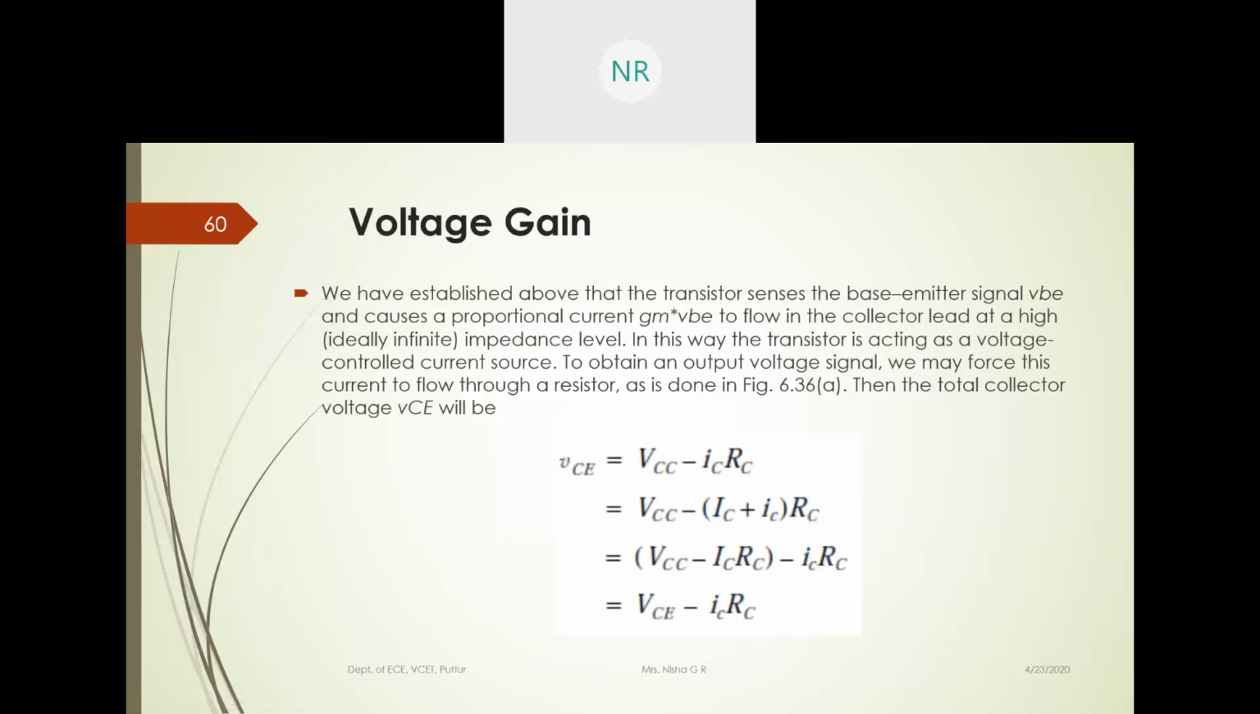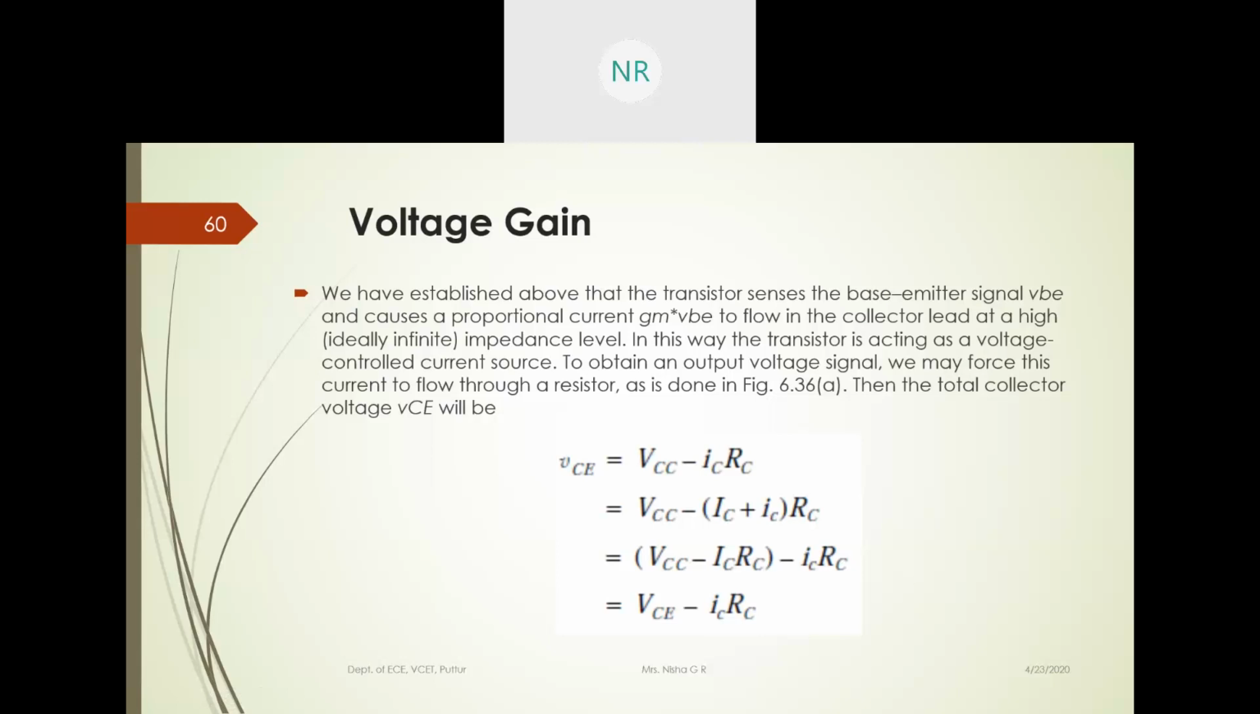Next is also a very important concept: you need to find out the voltage gain. Voltage gain means the output voltage divided by the input voltage. What is the output voltage? It is the collector emitter voltage. What is the input voltage? It is the base emitter voltage. So now we know the base emitter voltage. What is the amount of collector emitter voltage?